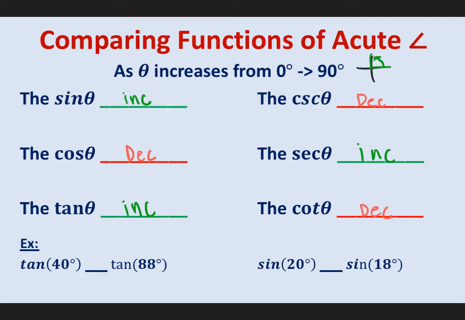Now, the way I like to think about this is I like to think about the sine of 0 is 0, the sine of 90 is 1. So sine increases, cosine decreases, it does the opposite.